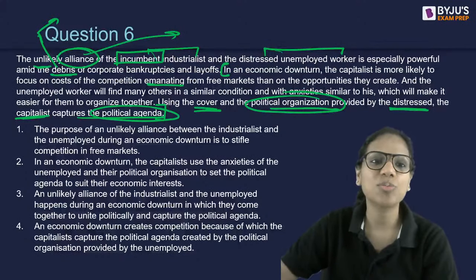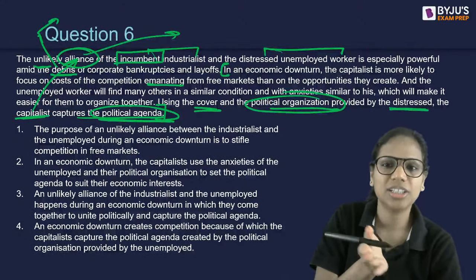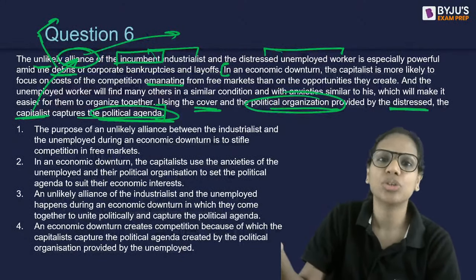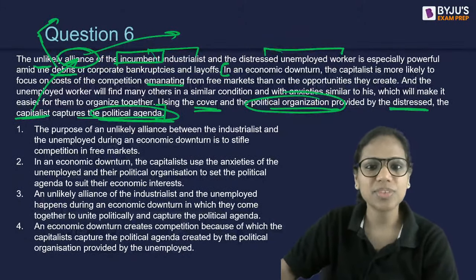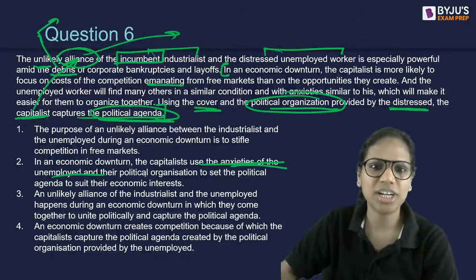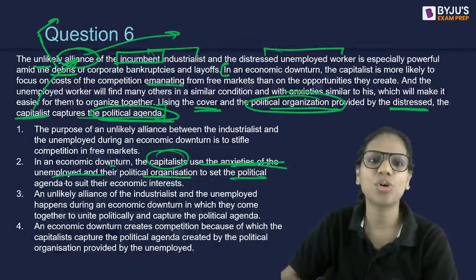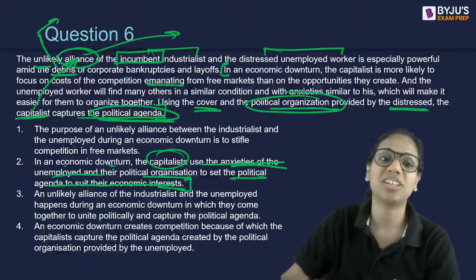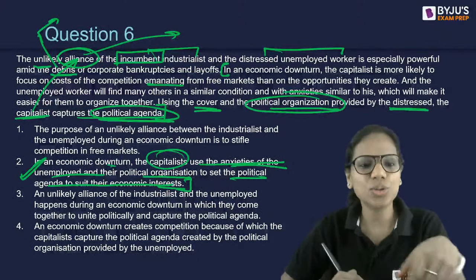The capitalist forms an alliance with them and captures that political agenda, basically uses that political organization for his or her own interests. So the anxieties of the unemployed and their political organization is used by the capitalist to set the political agenda to suit their economic interests. So two is our answer here. Right, let's have a look at the other options.